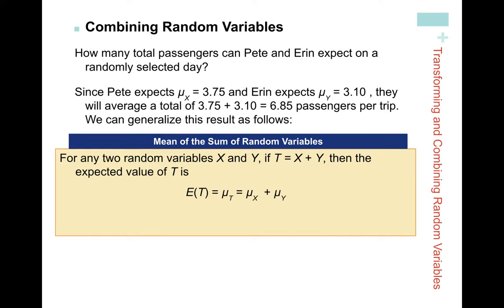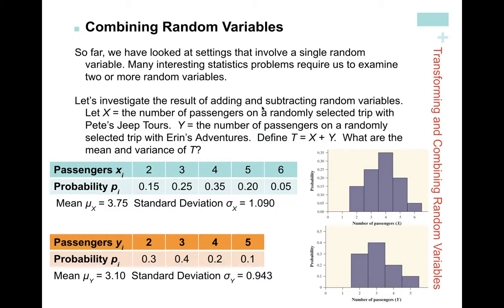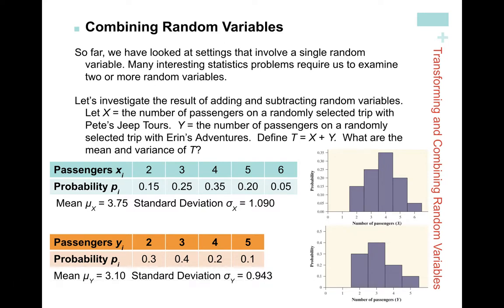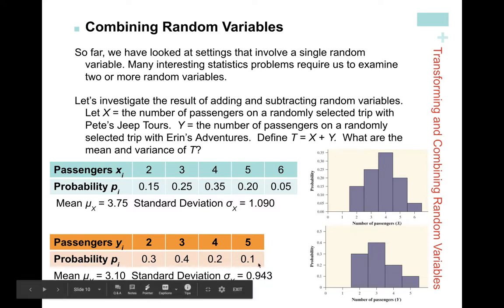That is because when you're combining random variables, we're taking all of the variability that Pete experiences. Even though he expects 3.75 customers per day, we know that it varies quite a bit, right? How much does it vary? On average, each day it varies by about a passenger. Same with Aaron's Adventures. What she actually gets per day is not just the expected value, it's the expected value adjusted by this standard deviation. That's a pretty large standard deviation for both of them.